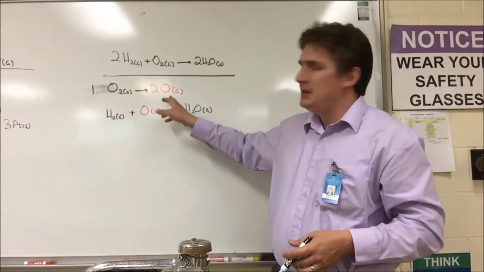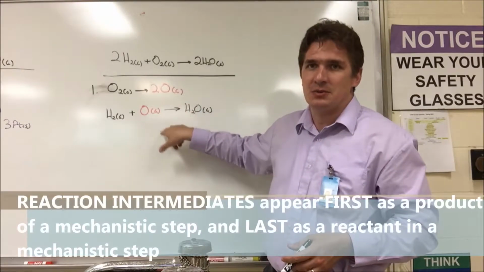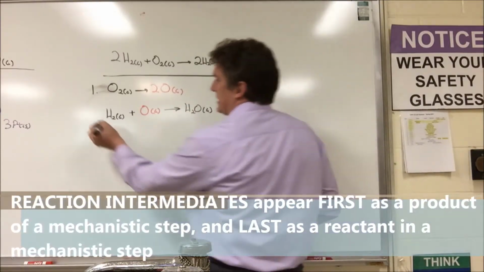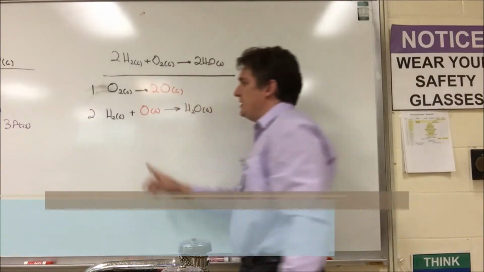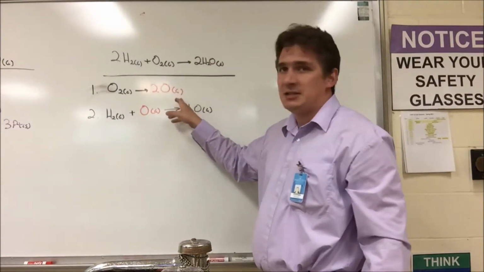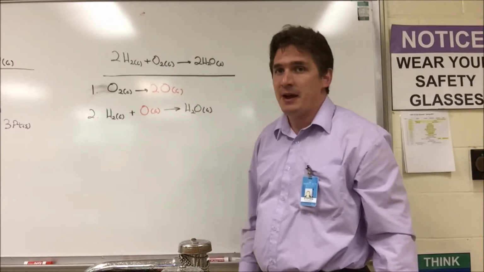Now, big thing with our reaction intermediate is the first time we see it is as a product. We don't see it as a reactant. We have to create reaction intermediates before we can use them, which is going to be the second step here. We have hydrogen plus O goes to H2O. So for reaction intermediates, we start by making them, and we finish by consuming them along the pathway.